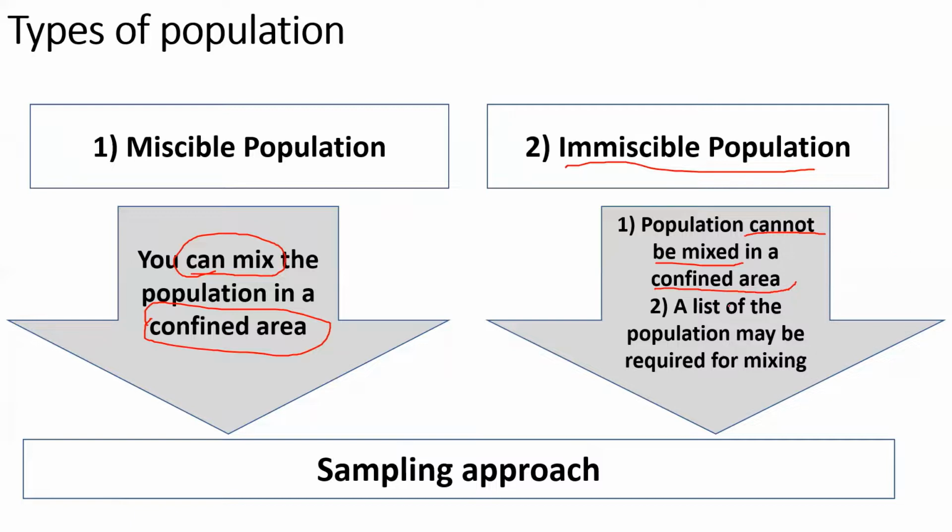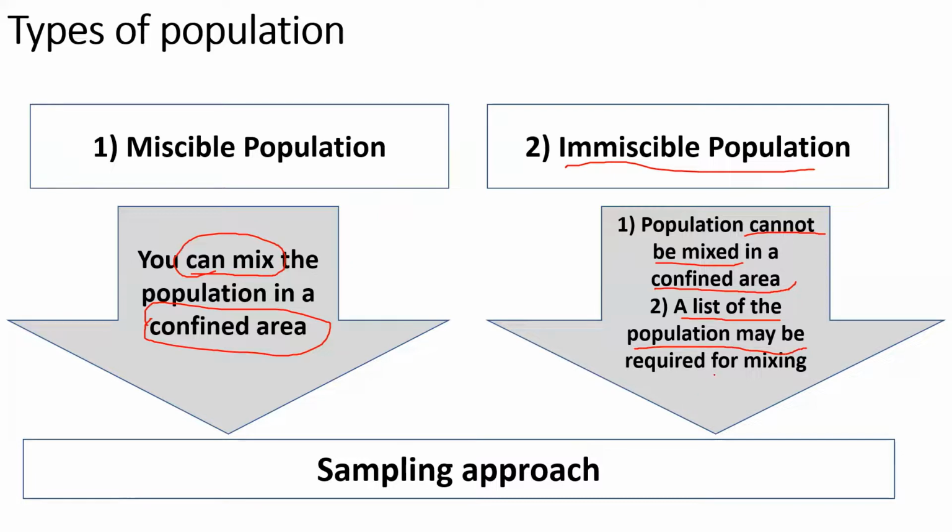But in a population that you cannot mix, what can you do if you want to do a random sampling? Because most research requires you to do a random sampling. So in cases where the population is immiscible, cannot be mixed in a confined area like the balls in the lottery, what do you do? You can get a list of the population, or a database of the population.